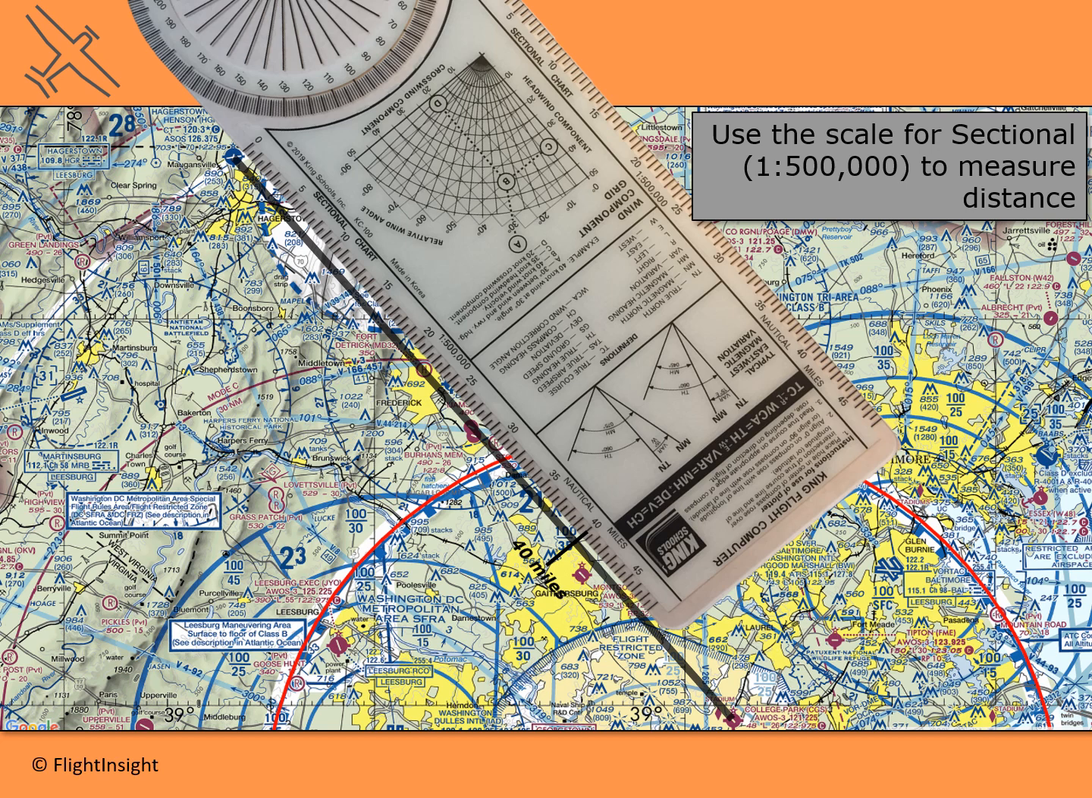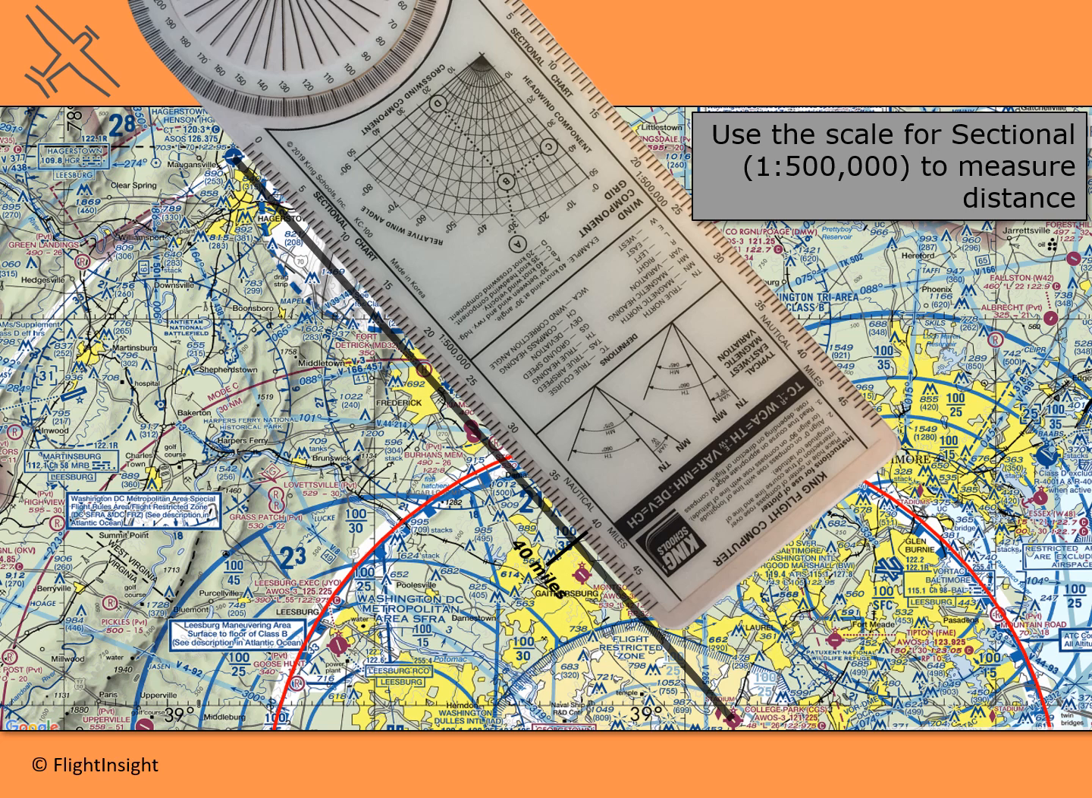If you're ever not sure, match it up with the hash marks on the lines of longitude. If the scale that you're using has 1 mile matching one hash mark on there, you'll know you're using the right scale. But basically on a sectional chart like we have here, you're going to want that 1 to 500,000 scale that we're using.